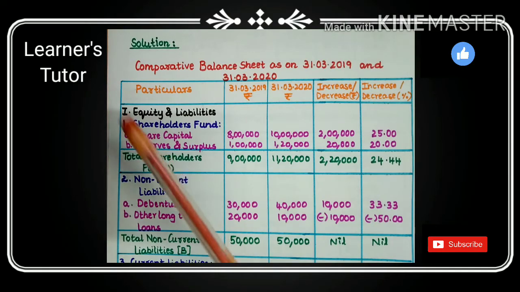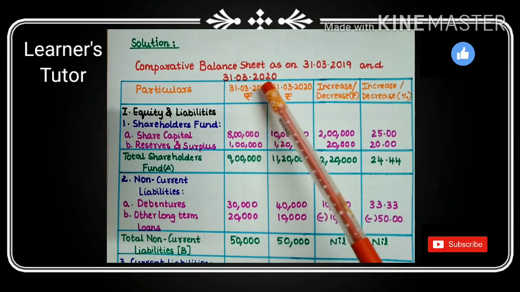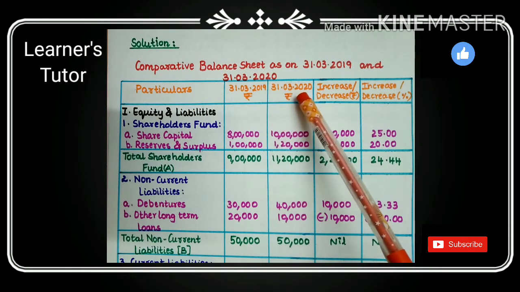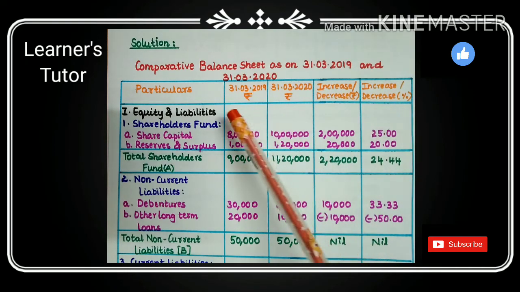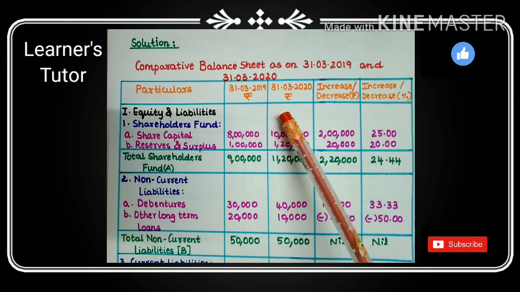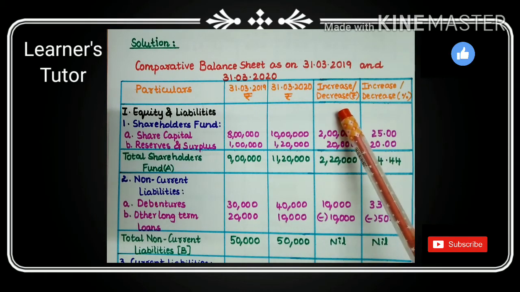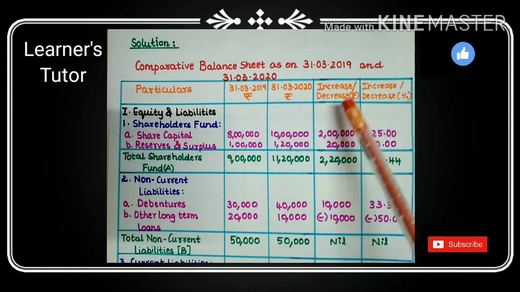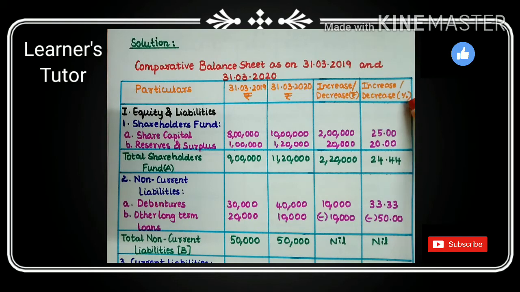Solution. Comparative balance sheet as on 31/3/2019 and 31/3/2020. Particulars 31/3/2019, 31/3/2020. Increase or decrease, percentage. Both the information is given in the question. Now increase or decrease. 2020 minus 2019 will give you increase or decrease. Increase or decrease divided by 2019, that is the base year, into 100 is increase or decrease percentage.